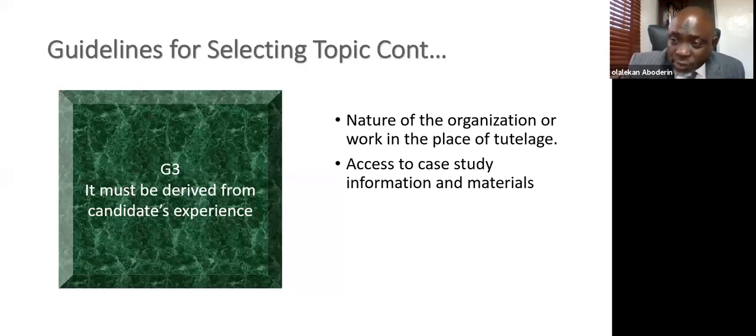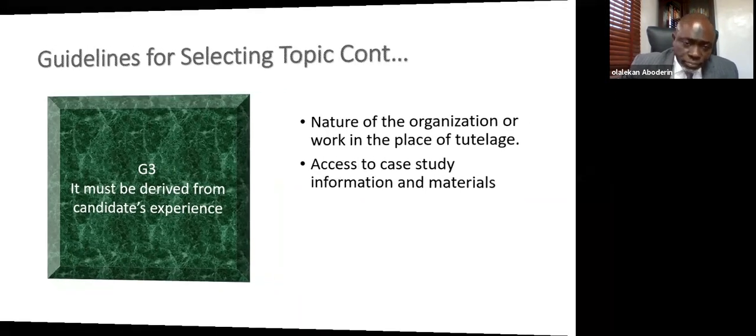And this candidate's experience is required by NIESV to be documented in the log. It must be documented in the diary and log, so that it can be traced that the candidate truly experienced it. So this is another key, important guideline. While selecting a topic, we should ensure that the topic fulfills this guideline.